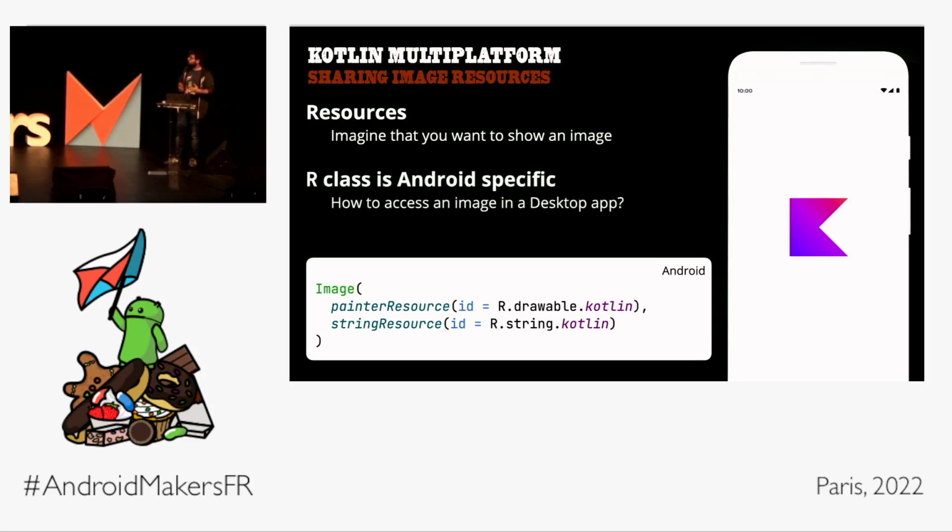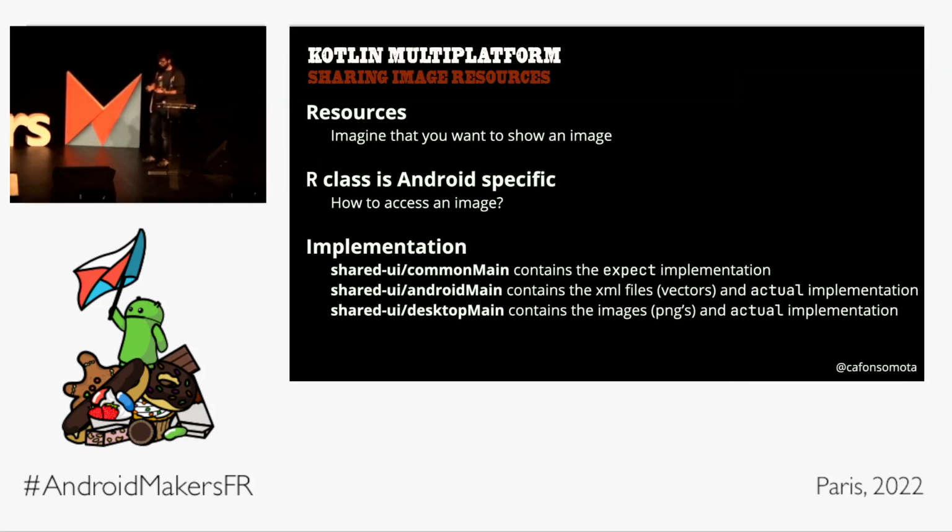If you want to do the same thing on desktop, well, it's a bit different. You don't have the R class on desktop. So we're going to do something like this. We're going to access the images from the resource folder, and you can, for instance, have the string hard-coded. And we don't want that. So how can we give this support to load the images the same way on both platforms?